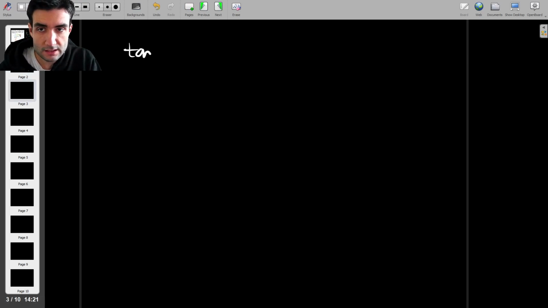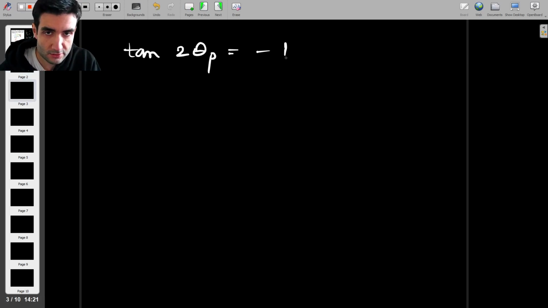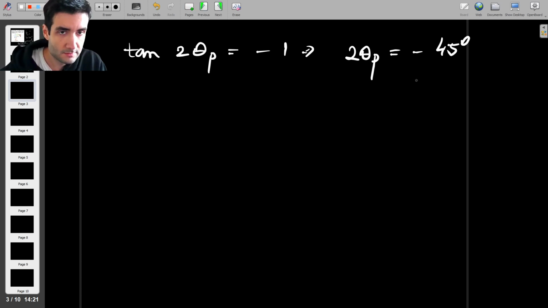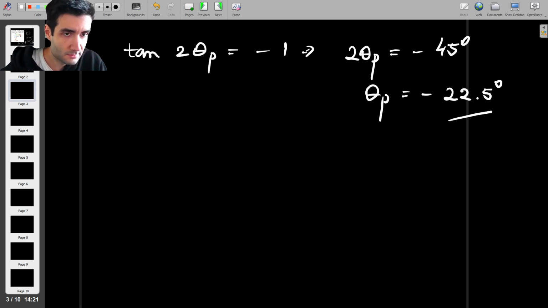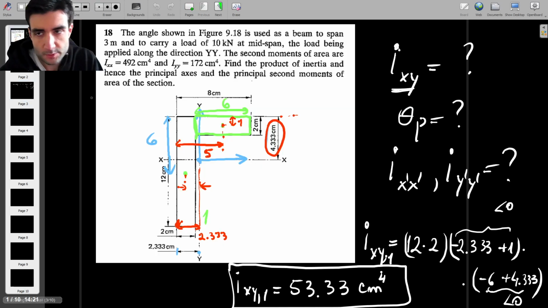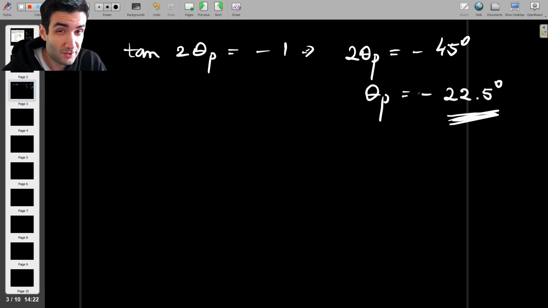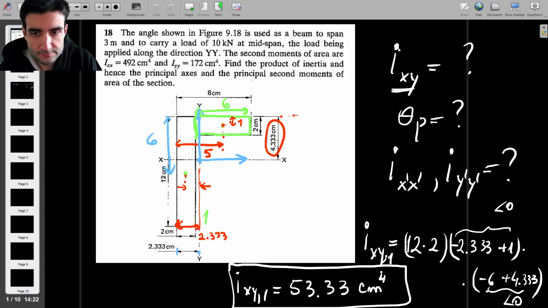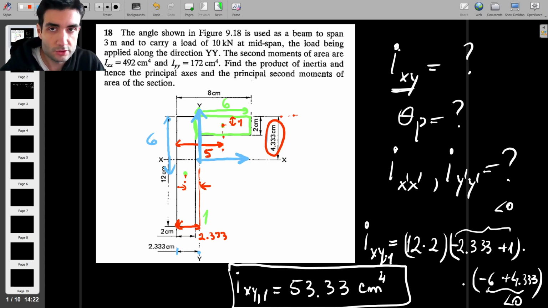So if tan of 2 theta p is equal to minus 1, it means 2 theta p is equal to minus pi over 4, or minus 45 degrees. So theta p is minus 22.5 degrees. So the orientation of the principal axis is 22.5 degrees clockwise, because we're in the xy plane, and minus means we're going clockwise, right? So we've got y going this way, we have x going this way. So now we're going clockwise by an angle of 22.5 degrees.